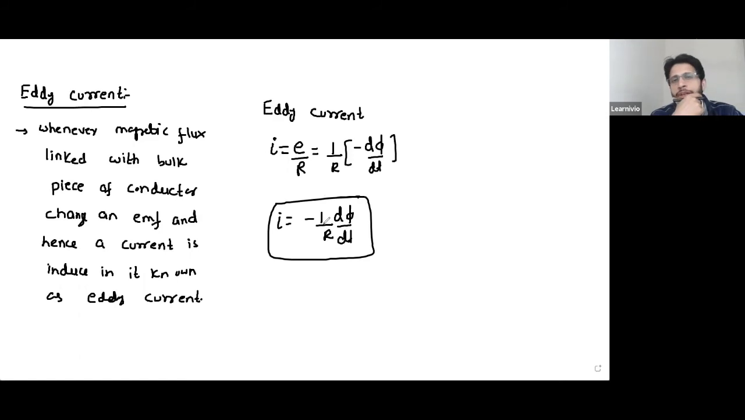Now, you won't get numericals based on eddy current. You will get two types of questions on eddy current. The first one is the experimental demonstration of eddy current. You usually get theoretical questions, that how would you demonstrate experimentally that eddy current gets generated in the system?